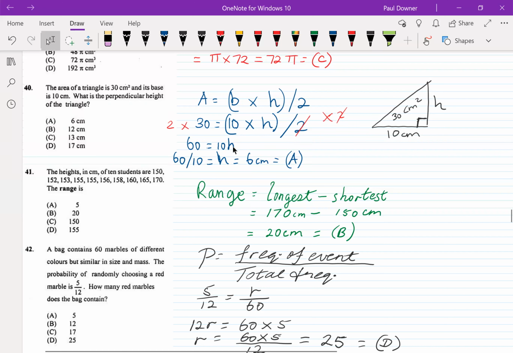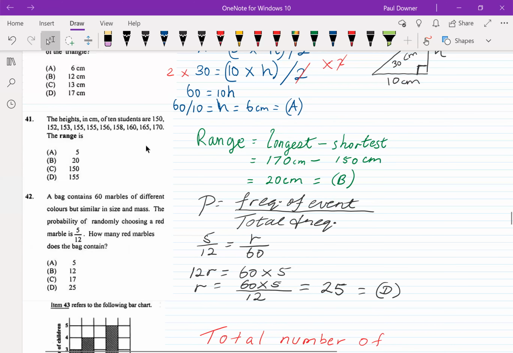And so to get what h is, which is the perpendicular height that they want, simply divide the right-hand side by 10 and the left-hand side by 10. So dividing the right-hand side by 10, I'll get h, and dividing 60 by 10, I'll get 6. So h is equal to 6 centimeters, and that is E. 6 centimeters. So the answer for 40 was E.